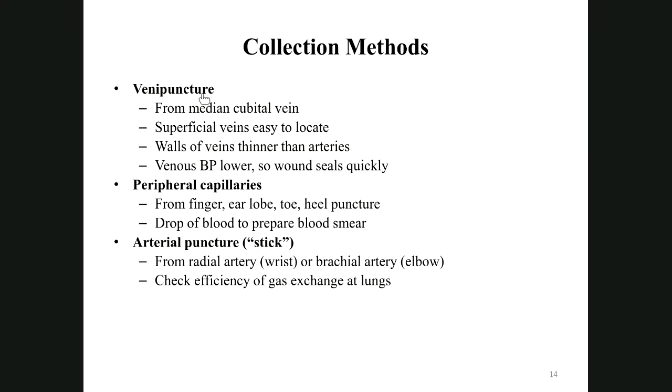For example, if we wanted to puncture an artery, what does an artery have that a vein doesn't? We haven't learned it yet, but usually an artery has oxygen. And so if we're looking to test for gas exchange, efficiency of gas exchange, then we're going to do an arterial puncture, an arterial stick instead. So the radial artery at the wrist or maybe the brachial artery near the elbow, we're going to puncture into that and we're going to draw some blood to test to see how much oxygen is in there.